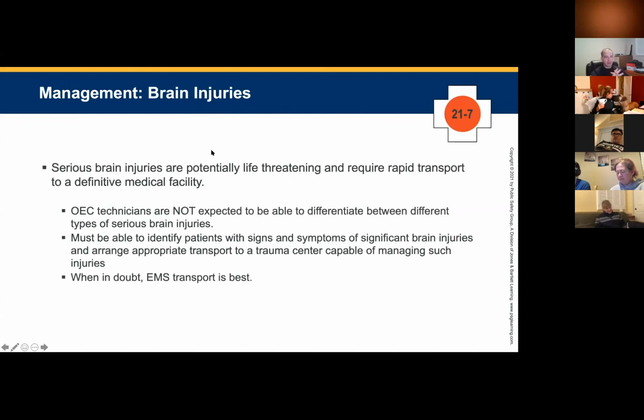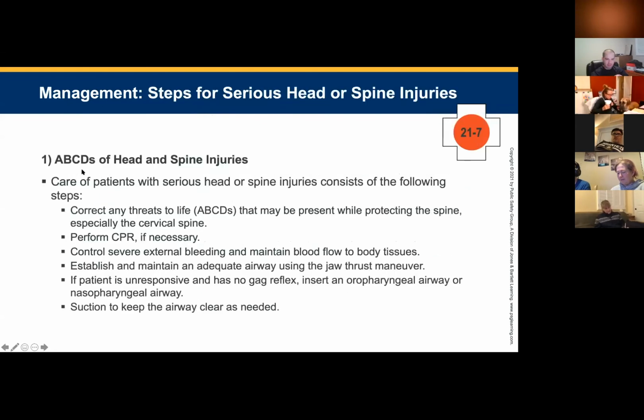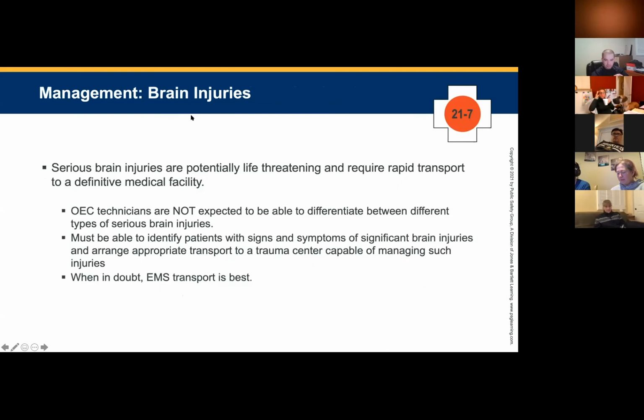When we talk about management of brain injuries, serious brain injuries are potentially life-threatening and require rapid transport to a definitive medical facility. Now, when we use this term definitive medical facility, what are we referencing? ER.